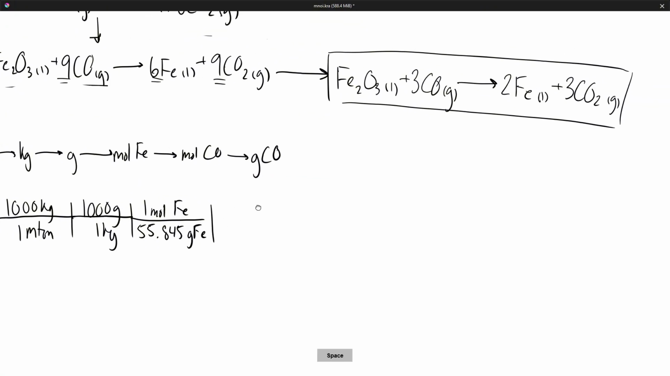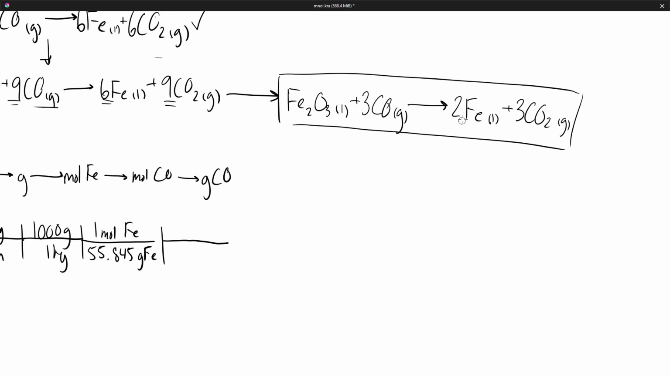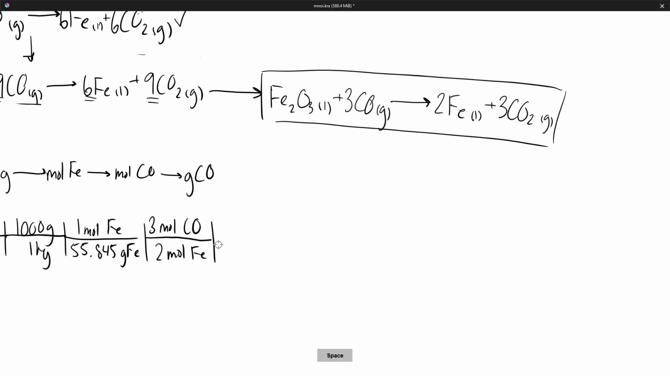Okay. Now we use this equation right here to get a ratio of carbon monoxide to iron. So see, for every 2 moles of iron, there's 3 moles of carbon monoxide. So on top is 3 moles of carbon monoxide, and on the bottom there's 2 moles of iron. Okay. And now we convert into number of grams of carbon monoxide using the molar mass, which is 28.01 grams.